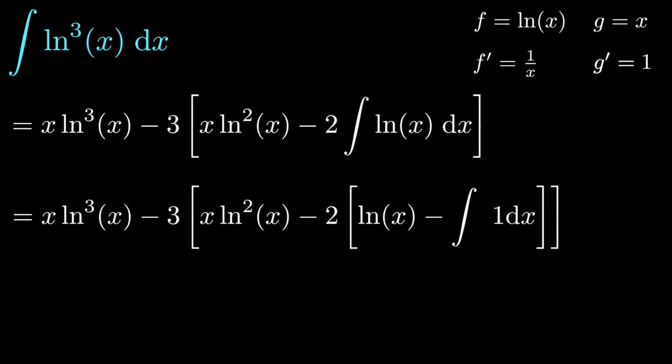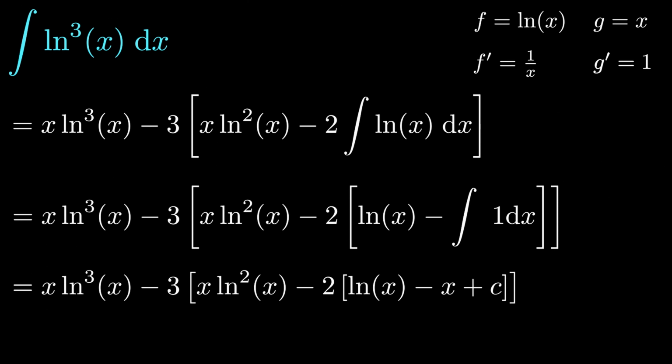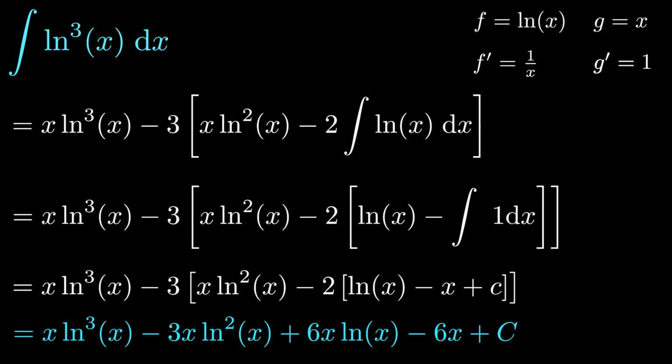And now we no longer need to use integration by parts because we're just integrating a constant. In doing so, we get minus x plus c, where c is just a constant of integration. And if we multiply everything out, we have x times the natural logarithm of x cubed minus 3x times the natural logarithm of x squared plus 6x times the natural logarithm of x minus 6x plus c, which is the final answer to our problem.